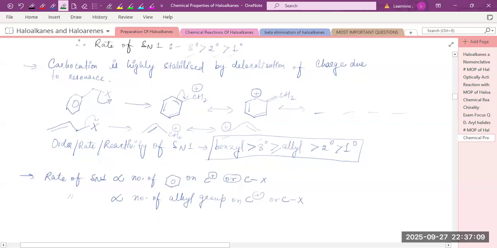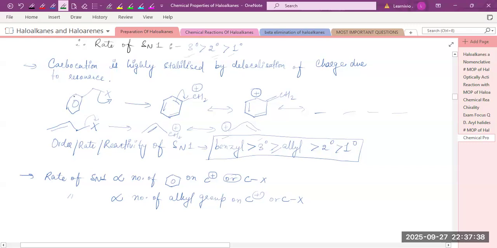Next, this one is very important. The carbocation is highly stabilized by the delocalization of charge due to resonance. And you know what resonance is? Resonance is basically the delocalization of charge. It means the movement of pi electrons within a ring. That is a resonating structure, or resonance.